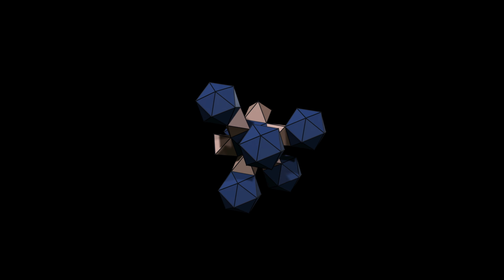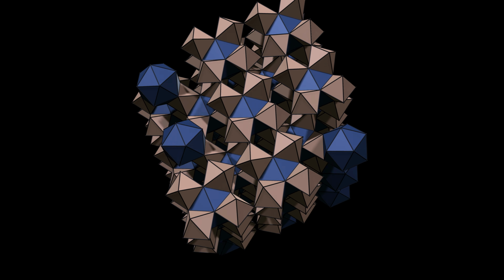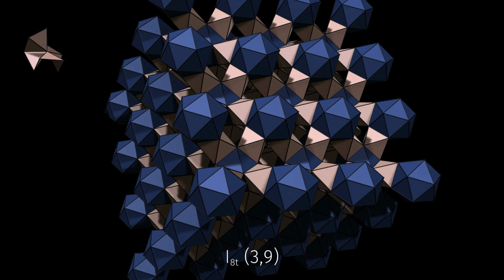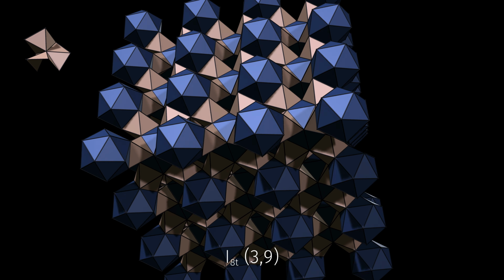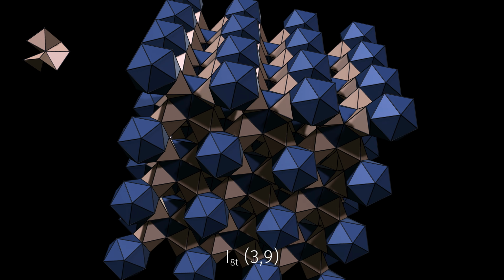If we instead attach 8 octahedra to each icosahedron, we get a different object. This is I8T39. The I tells us it is built from icosahedra, and the 8T refers to the 8 tunnels emerging from each one. The 39 denotes our 3-sided faces meeting 9 to a vertex.